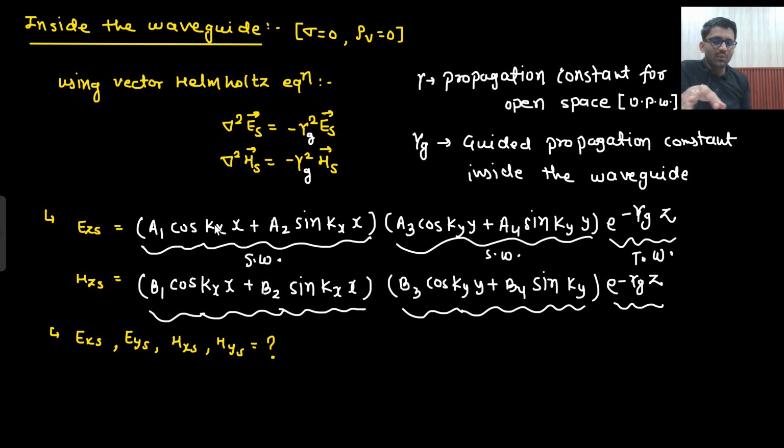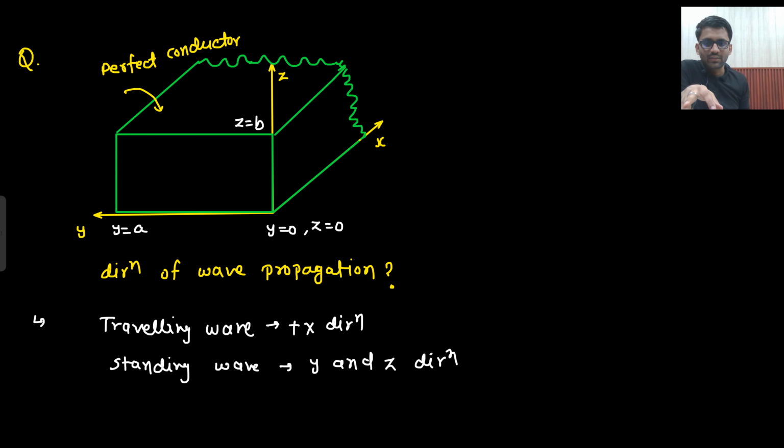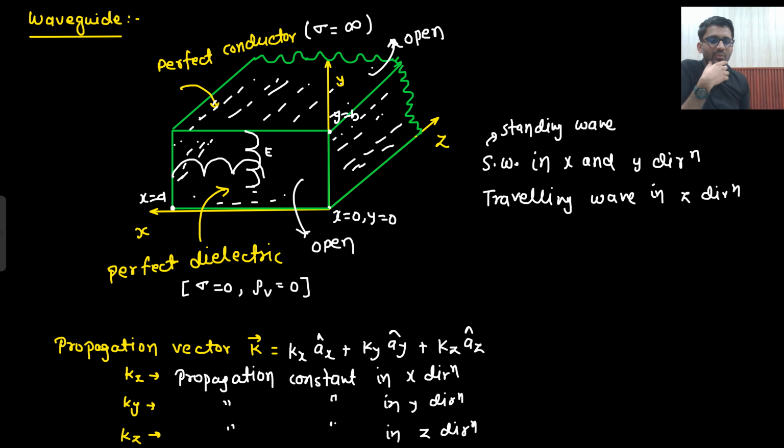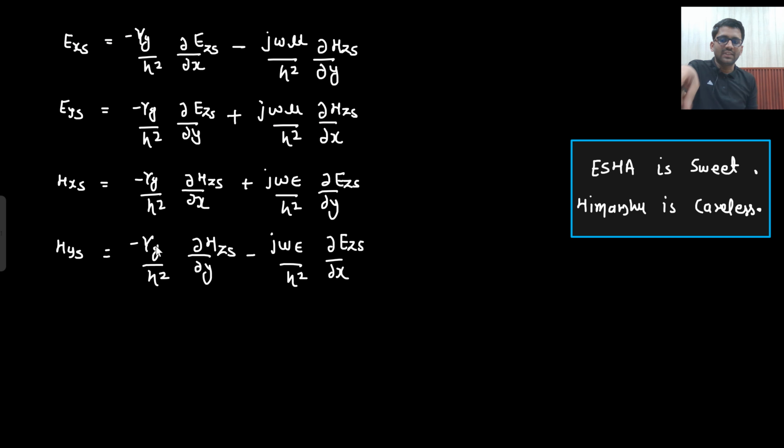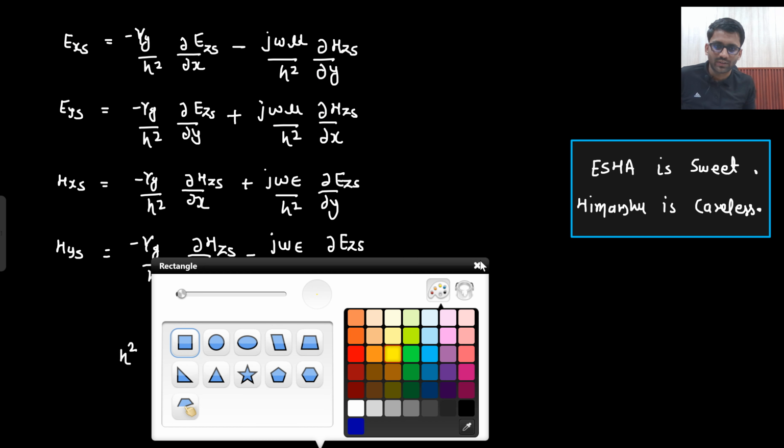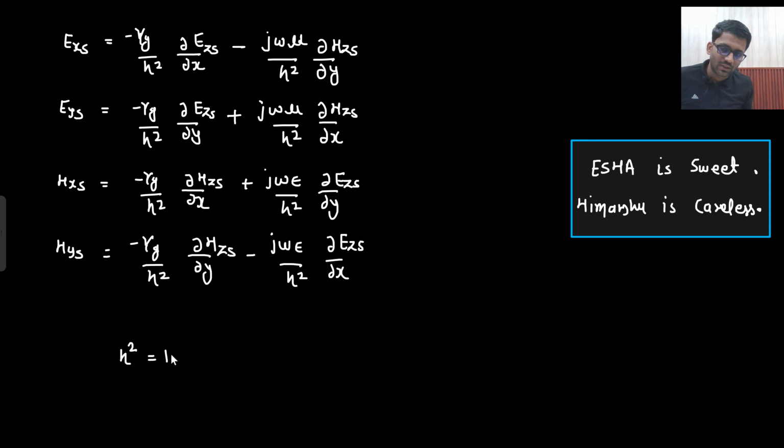Now in this expression, will you ask me what is kx? Will you ask me what is ky? No, you will not ask me, because I have already told you what your kx and ky are: the propagation constant in x direction and the propagation constant in y direction. Now what is this h square? H square, I will write it down. This is very, very important. So h square is equal to kx square plus ky square, and that is equal to gamma g square plus omega square mu epsilon.